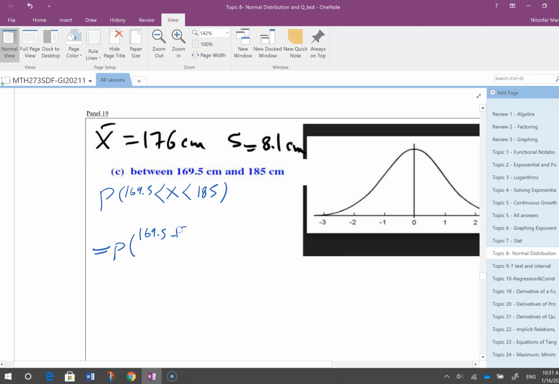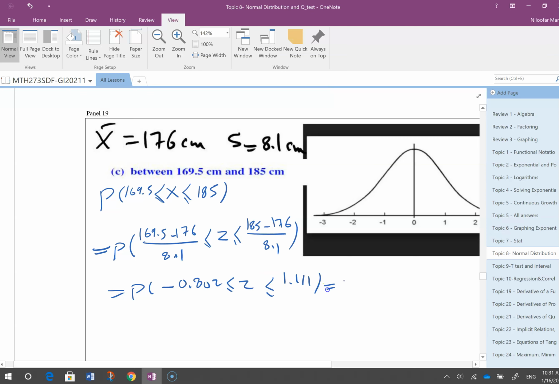So probability, 169.5 minus 176 divided by 8.1, less than Z, less than 185 minus 176 divided by 8.1. The first one is minus 0.802 and the other one is 1.111. Now I round it.